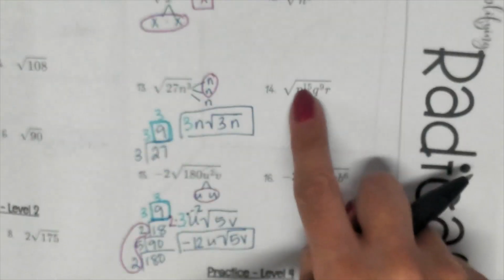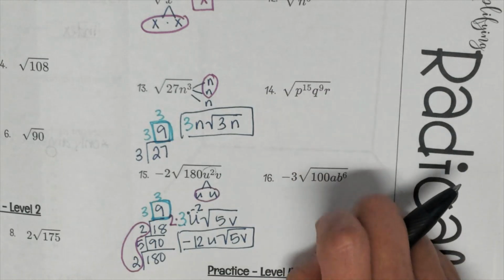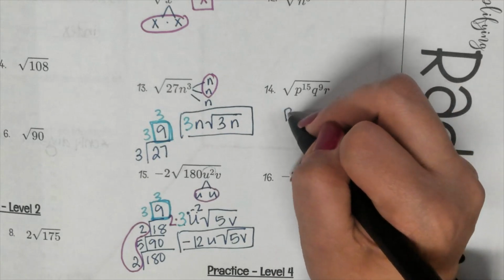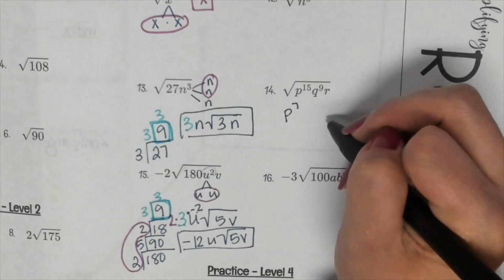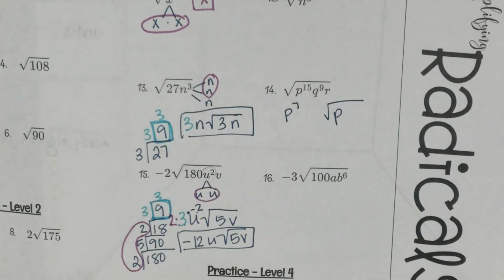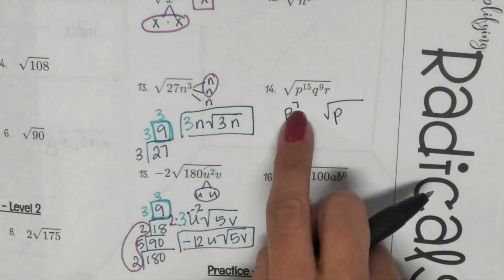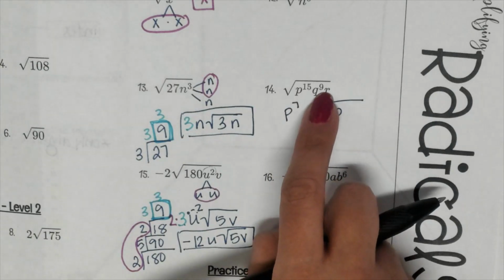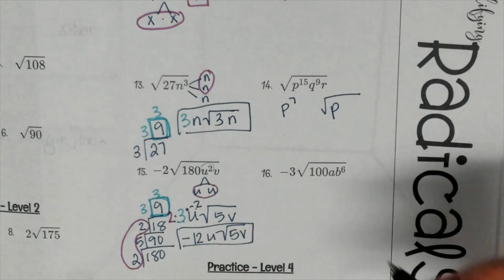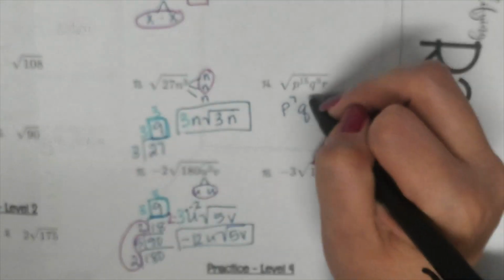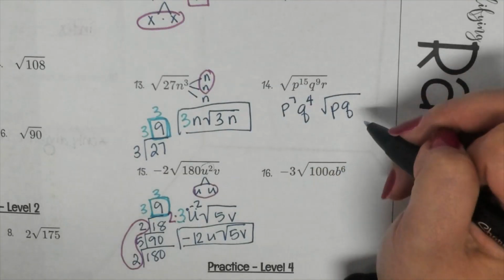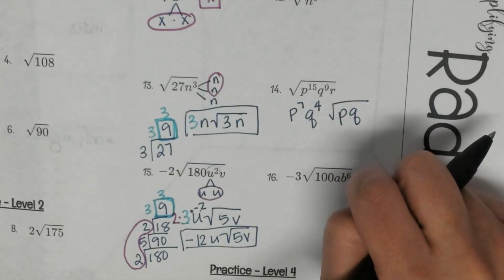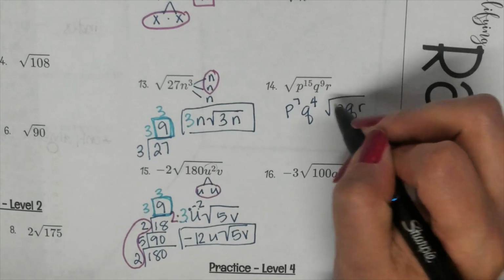So over here, when you get to a bigger number like p to the 15th power, how many pairs can you make out of 15? Well, you can make 7 pairs out of 15. So p to the 7th comes out, and a single p stays in. Because if I do 7 pairs of p, that gives me a total of 14 p's, which has 1 left over. Same for q to the 9th. How many pairs can you do out of q to the 9th? Well, you can do 4 pairs of q to the 9th with 1 staying in. Because 4 times 2 is 8, and 1 left over. And last, r doesn't have anybody, so r stays in.